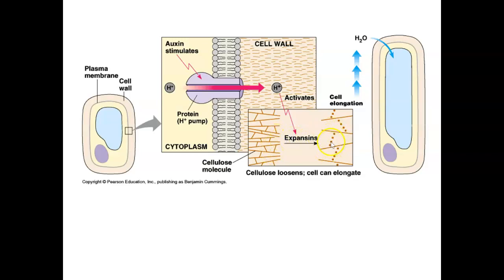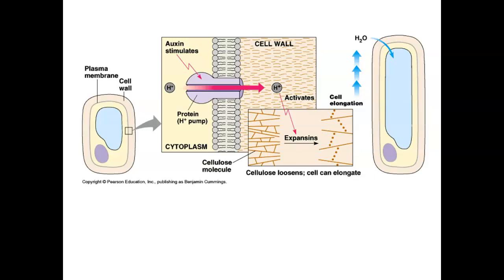It's going to weaken those crosslinks. And so once the cell wall now overall becomes weak due to loose cellulose fibers, this is going to cause water to be able to enter the cell. Once more water enters, the cell elongates.